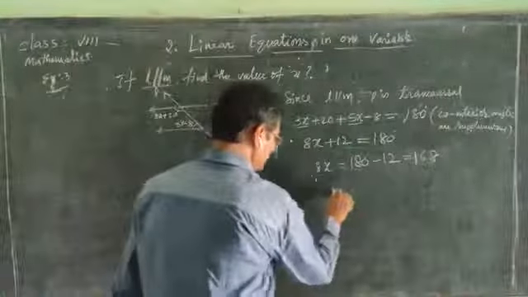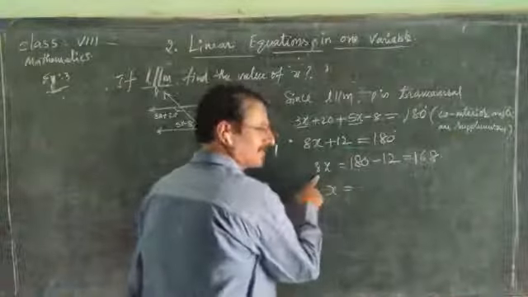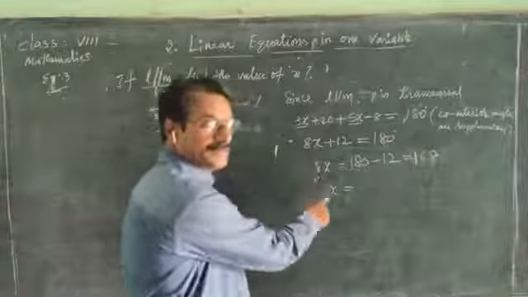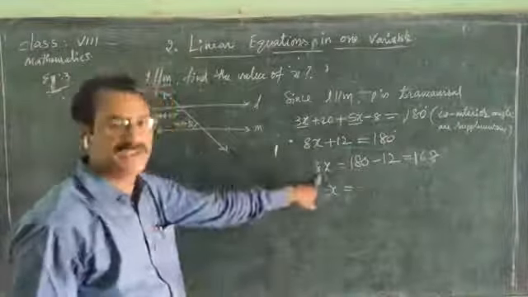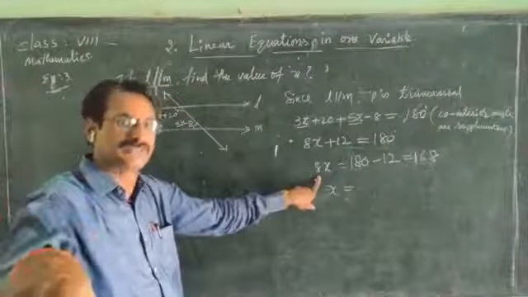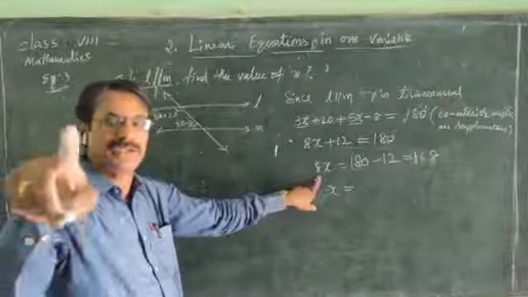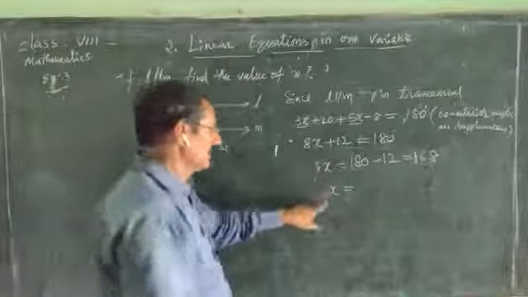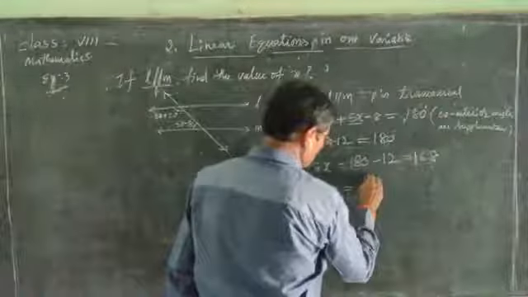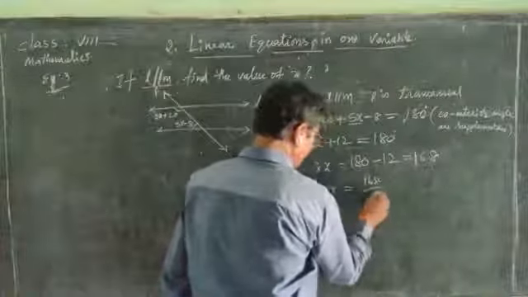Next, x equal to... send this 8 to that side, it becomes division. Why? It is multiplication. 8x means 8 into x. So, x equal to, on the right side, 168 by 8.